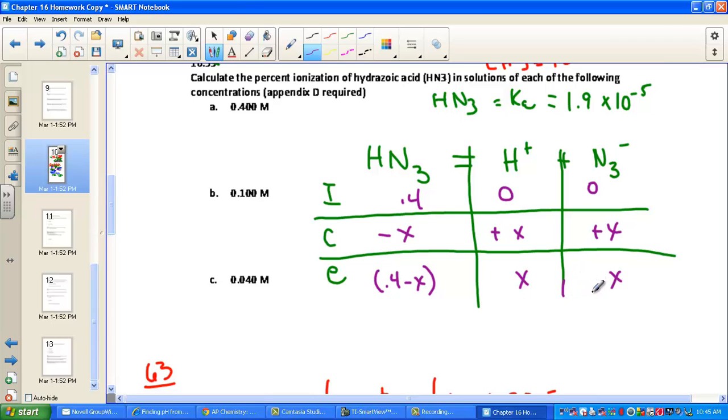Let's calculate the percent ionization. All that's asking us to do to find percent, we want to know the concentration of hydrogen at equilibrium, that's this box, isn't it, compared to the original concentration of the molecular form of our acid, initial. The X value over the original value. Alrighty.